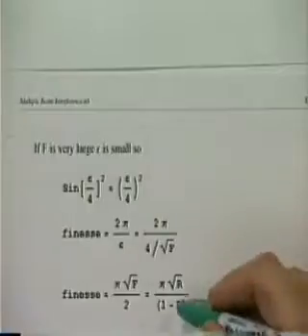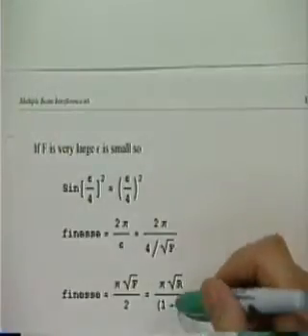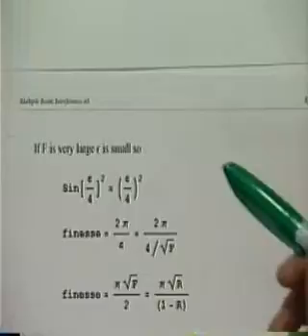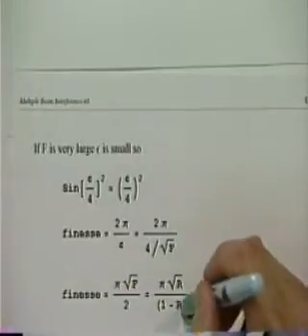And we see that as R gets close to 1, as the reflectivity goes up, the finesse is going to become a large number. For a small reflectivity, finesse is small, and it's not very interesting.